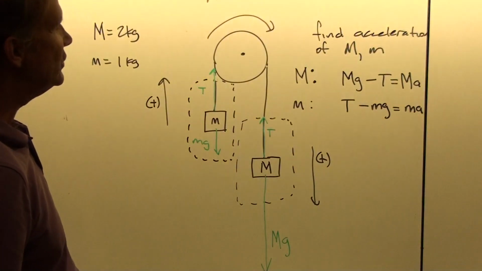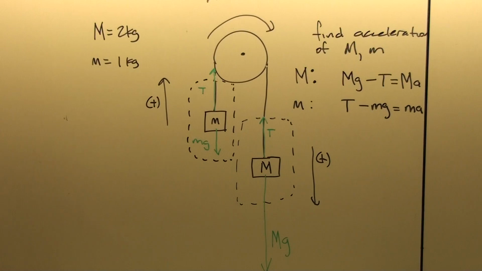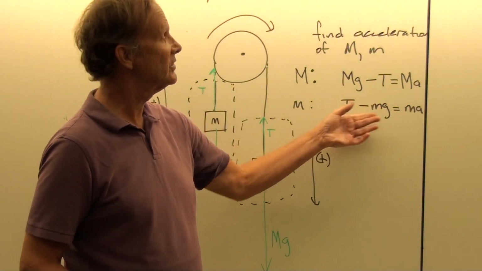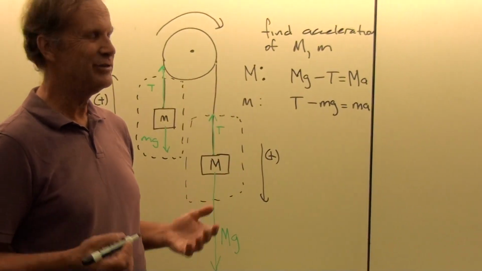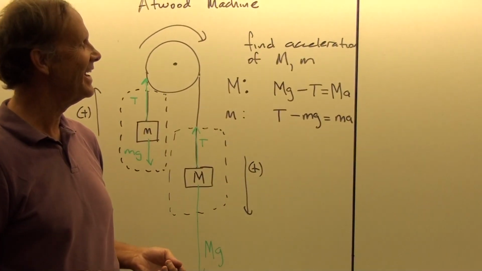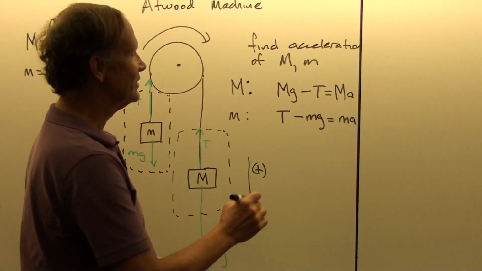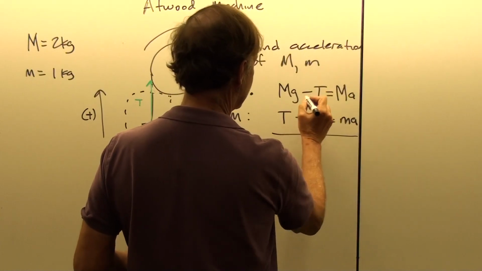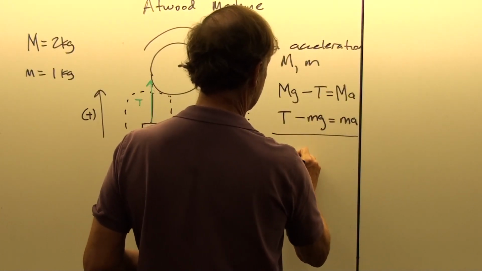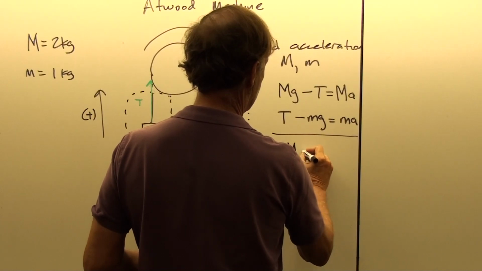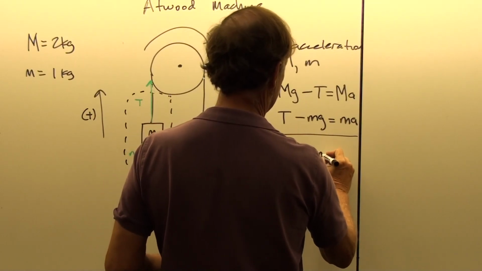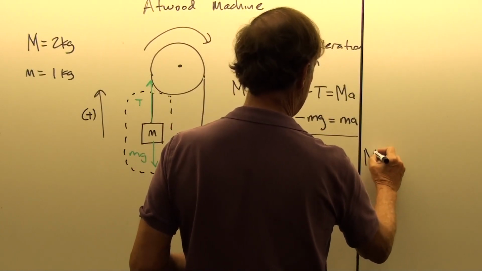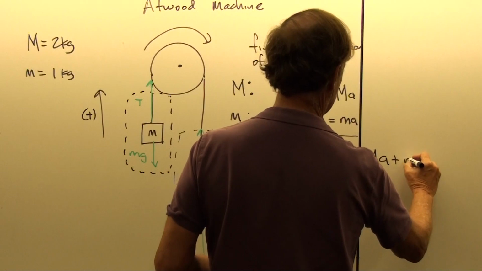Okay? And by choosing the positive direction to be the direction of motion, you now have algebra to do here. All you really need to do is just add these equations together. That is algebra, technically, but it's the easiest kind of algebra that you can do. If I just add the equations together, the T's are going to cancel. So we get big M G minus little m G equals big M A plus little m A.